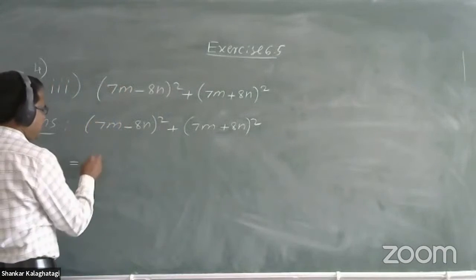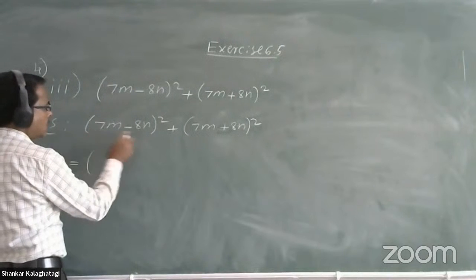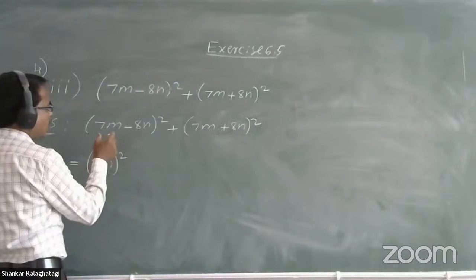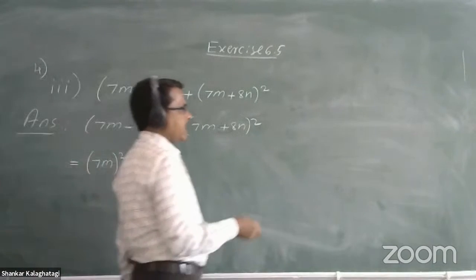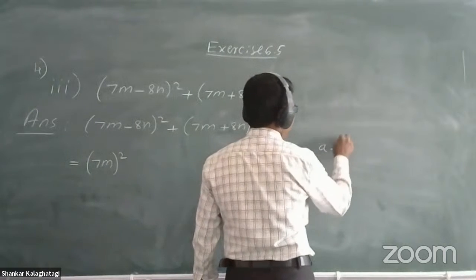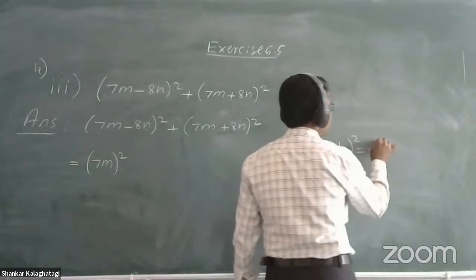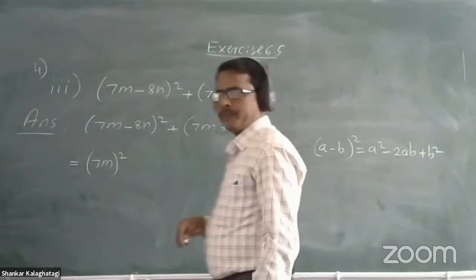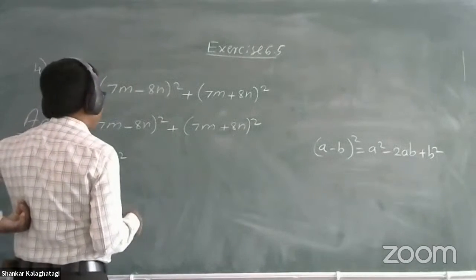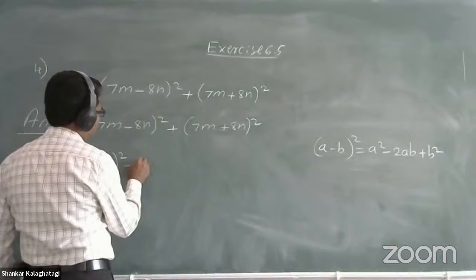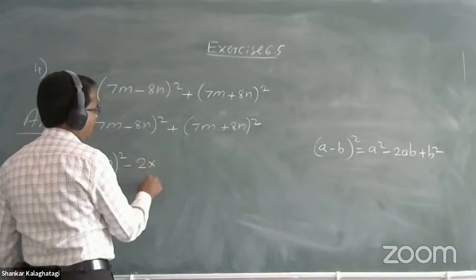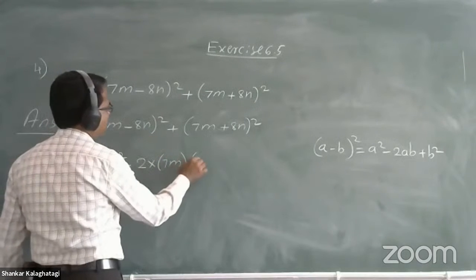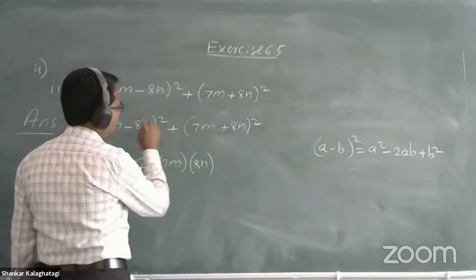So here, first simplify this expression. The identity is (a - b)^2 = a^2 - 2ab + b^2. This identity you are using. For (7m - 8n)^2, a is the first term 7m, b is the second term 8n.